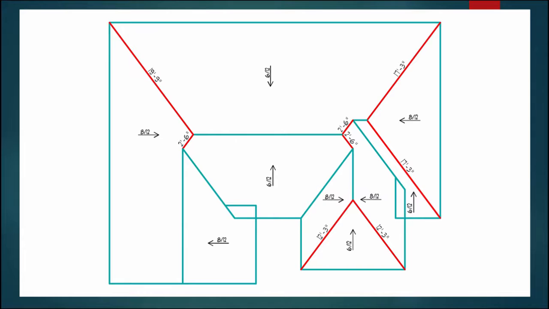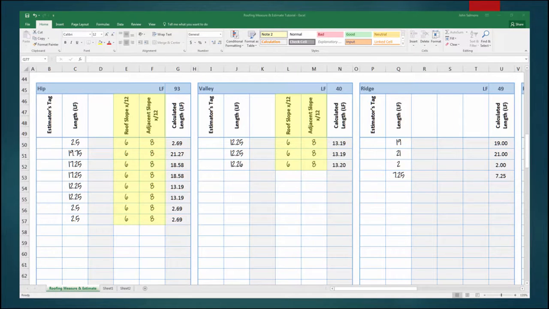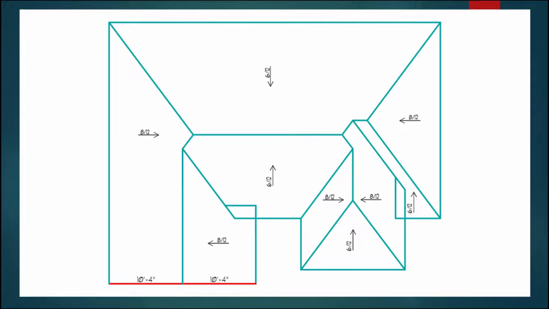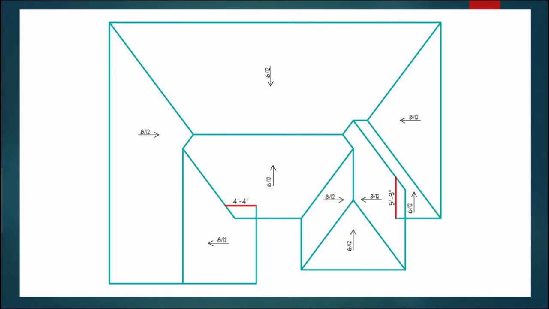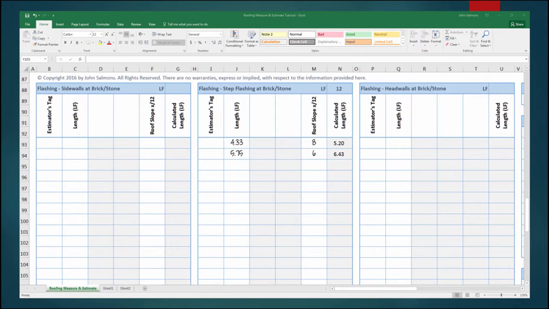Take a look now at our hips, valleys, ridges. This is what those dimensions look like when entered into the spreadsheet. And notice the 6 and 12 and 8 and 12 roof slopes on the hips and valleys. Then we're going to take a look at our roof overhang lines, our rakes, our eaves, enter that into the spreadsheet. And then lastly, we can measure our flashing points. In this example, I'm saying that we're using step flashing and the wall finish is brick or stone. You can also key it in to where it's head wall or sidewall flashing in siding or stucco as well.